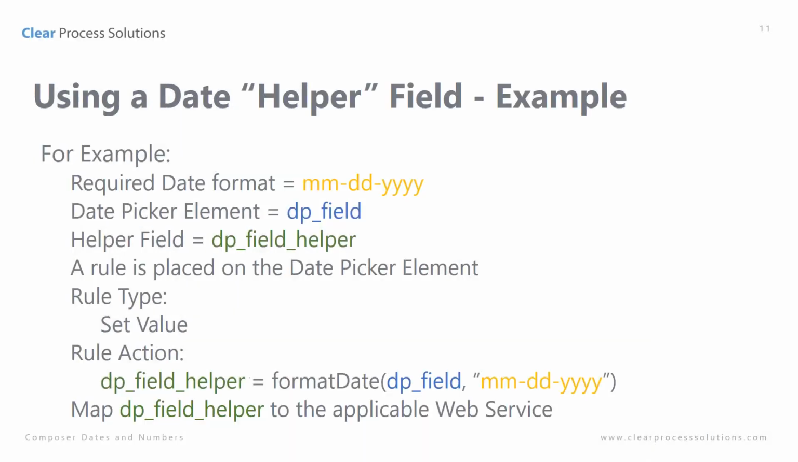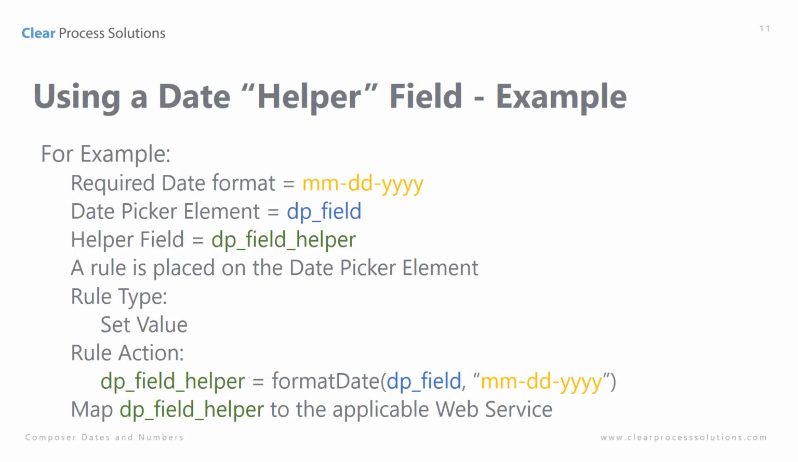To give you a little bit more detailed example, this is what you would end up doing. So if your required date format is like month, day, year with dashes, and you have your date picker, your date picker field is DP underscore field, that's the field name of your date picker. You would create a helper field, a text field, maybe called DP field underscore helper, whatever you want to name it. And then you would put a rule on the date picker field. And as you look down at the bottom there, what it's doing is it's setting the helper field and you're reformatting the date of your date picker field to this month, day, year. And so now this DP field helper contains this same date, but now it's in a different format, and you can now use that helper field for any kind of calculations or if you want to map it to a web service, et cetera, et cetera.